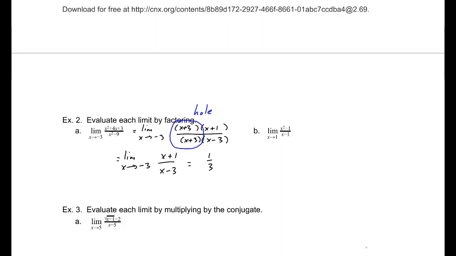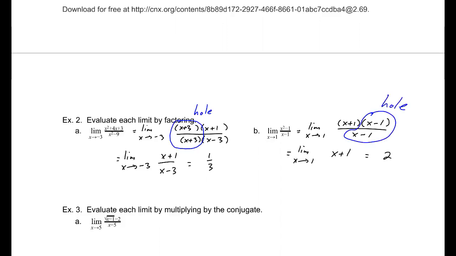All right, let's work the same trick over here. Because if you evaluate at 1, it's actually 0 divided by 0, so that really does not work. So that will be x plus 1, x minus 1 over x minus 1. That reduces down. Again, we have a hole in our graph. As x approaches 1 of x plus 1, that will be a limit of 2. Again, that tells us we have a hole.